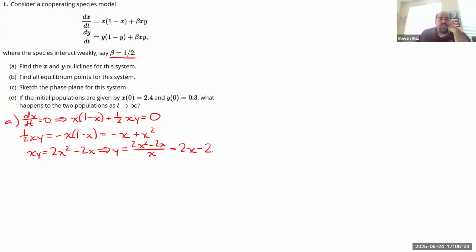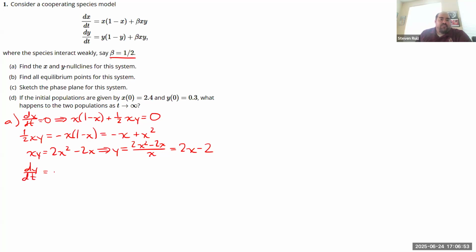So here's a nullcline for x. So y equals 2x minus 2. Under this condition, we will have not equilibrium, but we'll have the dx/dt, the growth of species x, be 0. Let's do something similar for dy/dt. I would expect this to behave very much the same way, but let's make sure.